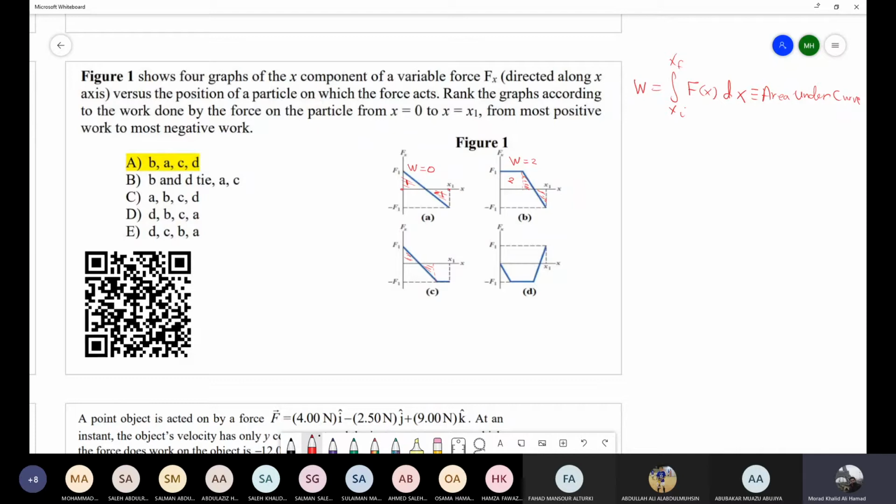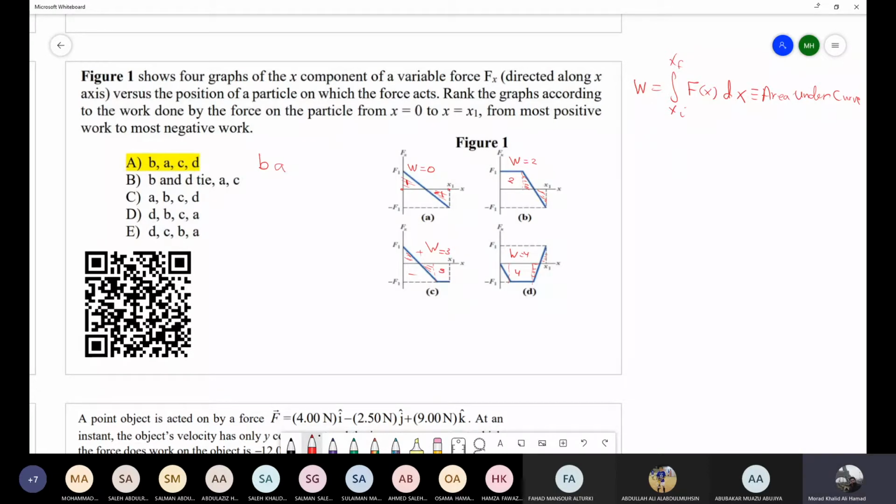Remember, above the x-axis is positive, below is negative. So the work here will be equal to this area, while in here we have this area equal to this area, and the work here is equal to this negative area. By looking at these areas, we will find work 2 is the highest positive. So it is starting from B. And then A will be 0.